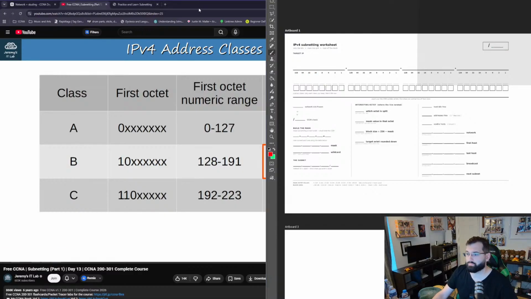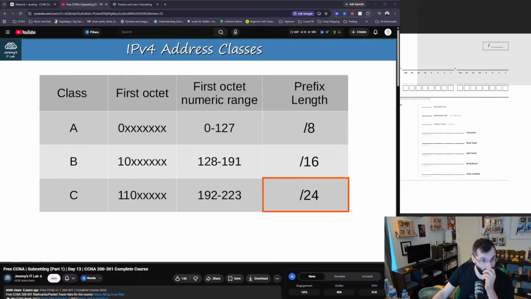All right. Class B addresses have a /16 prefix length. So the first 2 octets identify the network, and the last 2 octets identify individual hosts within that network. Class C addresses have a prefix length of /24. So the first 3 octets are used to identify the network, and only the last octet is used to identify individual hosts within that network.